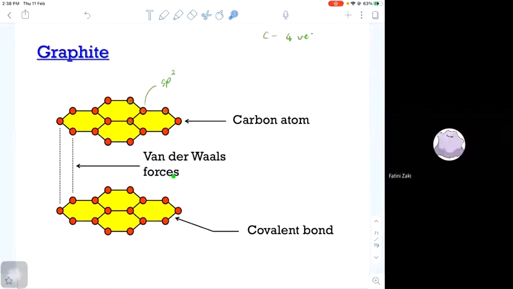Weak van der Waals force means that it is easy to break. That is why graphite can be used in our pencil. It is used as a pencil lead, right? So we also have layers. Above here we have layers of graphite, below here we also have layers of graphite, in which the layers are connected by the weak van der Waals force.